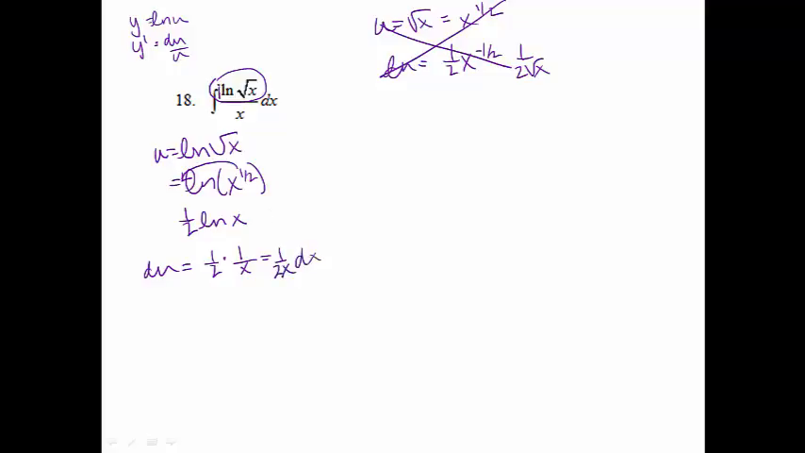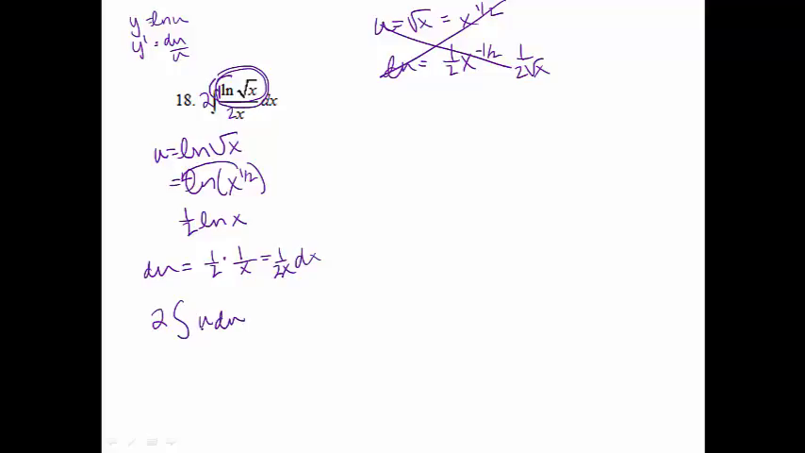Notice I actually have 1 over x. I'm just missing the 2. So really that is a 1/2 on the inside, so I'm going to put a 2 multiplied on the outside. Looking at what I have now, I have 2 times the integral. My ln square root of x was my u. Everything else is my du.